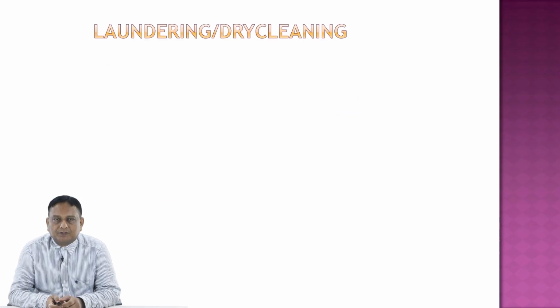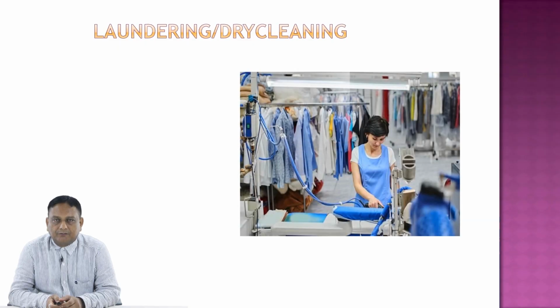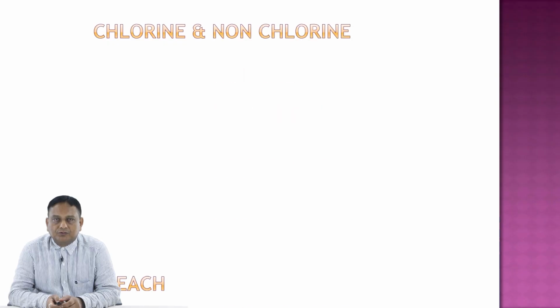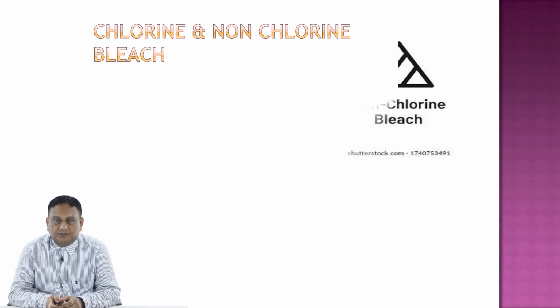But the question comes, what are the different areas of colorfastness testing? So one is laundering and dry cleaning. When a garment is laundered or dry cleaned, after that, what is the result of the fastness properties? Then comes chlorine and non-chlorine bleach. So after the chlorine or non-chlorine bleach of the garment, what is the result of the fastness property? Those are getting judged here in the chlorine and non-chlorine bleach.